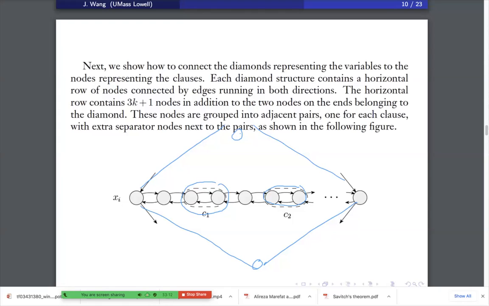So see, you have a separator for this, you have a separator for that. For the last one, you also have a separator. Okay, so let me just write it up so you can see this better.